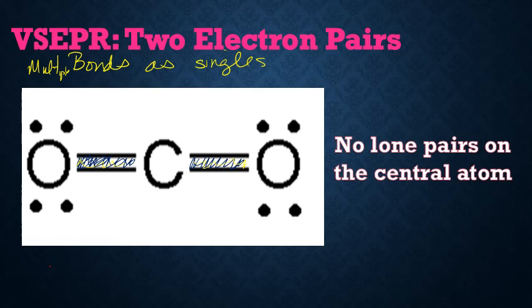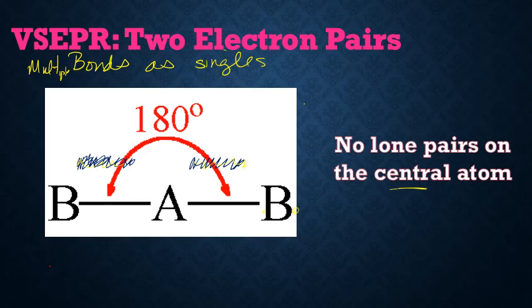No lone pairs on the central atom. Remember, when I say lone pairs, in this particular picture, oxygen has a lone pair and another lone pair. So oxygen has two lone pairs, but it's all about the central atom. And in this case, there are no lone pairs. There's two things around the central atom. Therefore, it's linear, with a bond angle of 180 degrees.